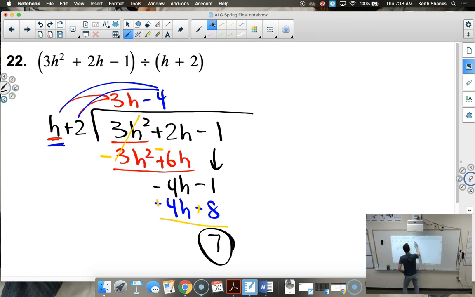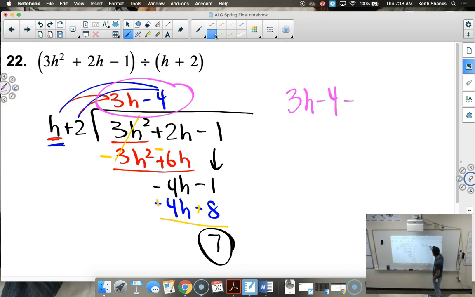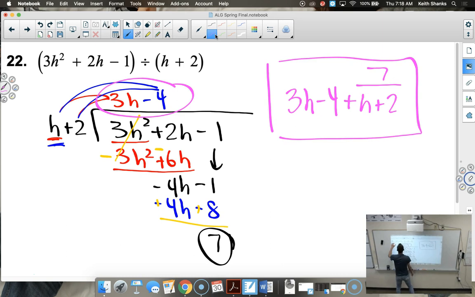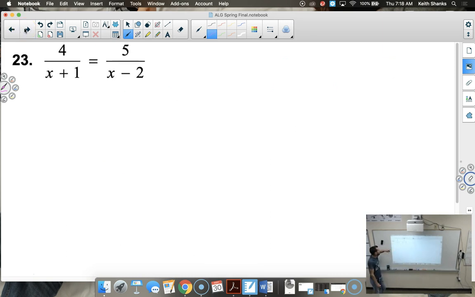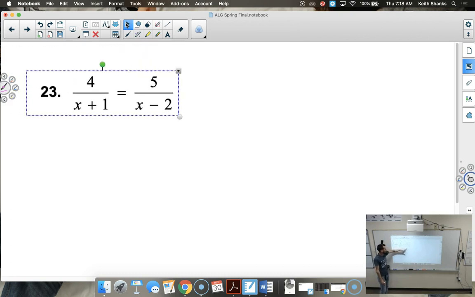So my final answer is the top of this, 3h minus 4. And then I got plus 7 over h plus 2. The reason we say it's a remainder is because h will never go into a number like 7. So I just leave it as a fraction. Done. Okay? This one I'm not going to solve, but I wanted to make sure, process-wise, we remembered.